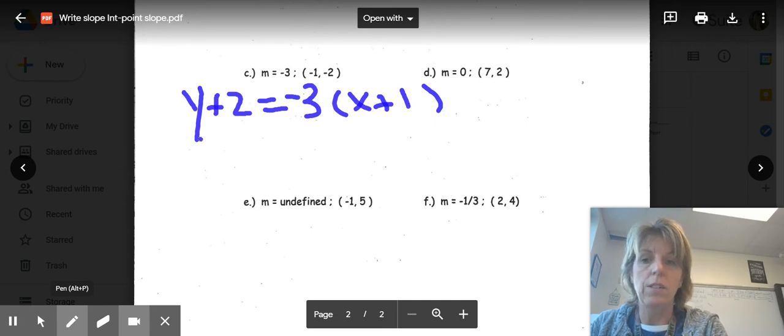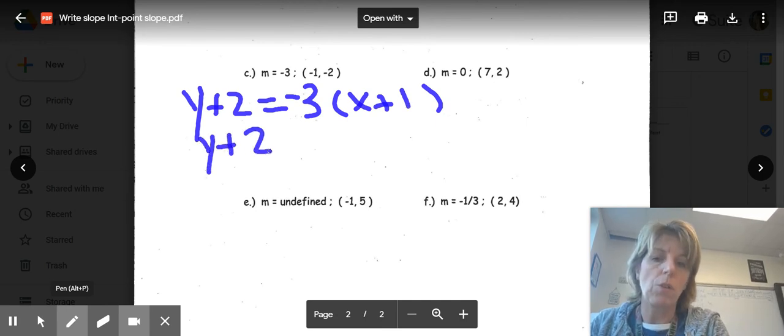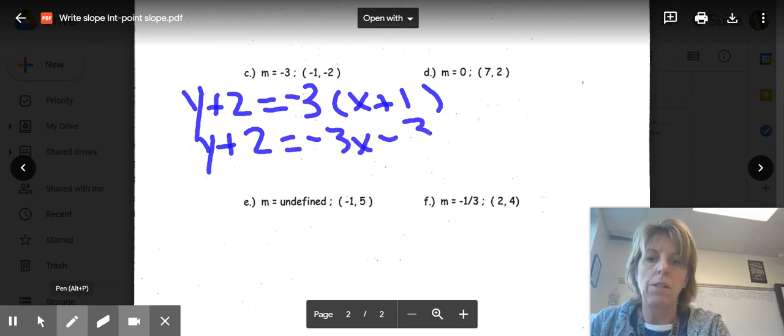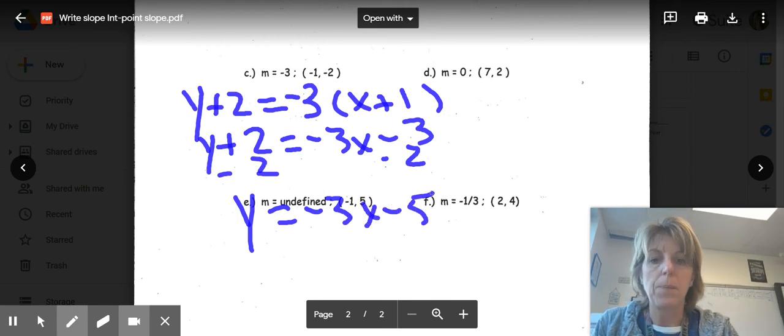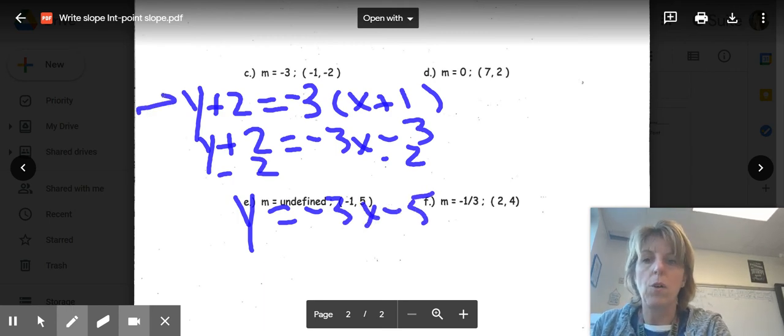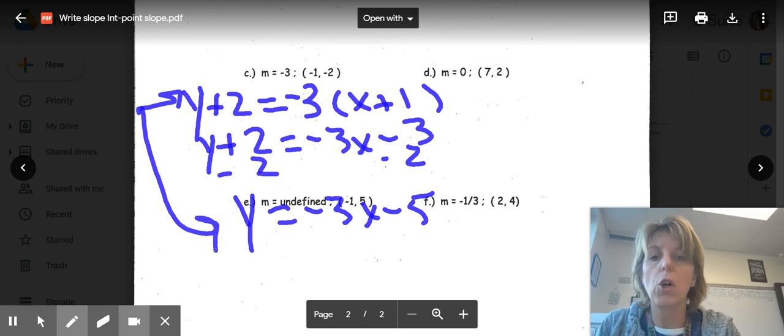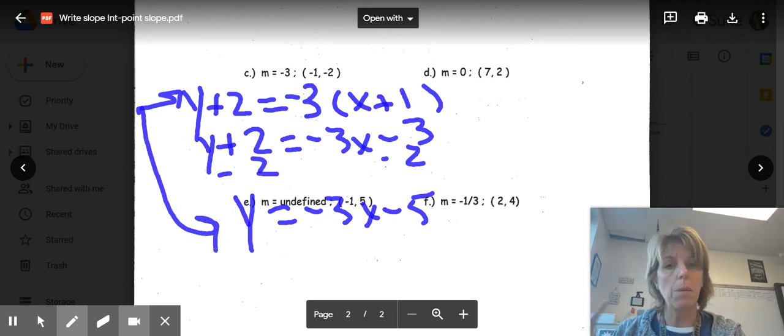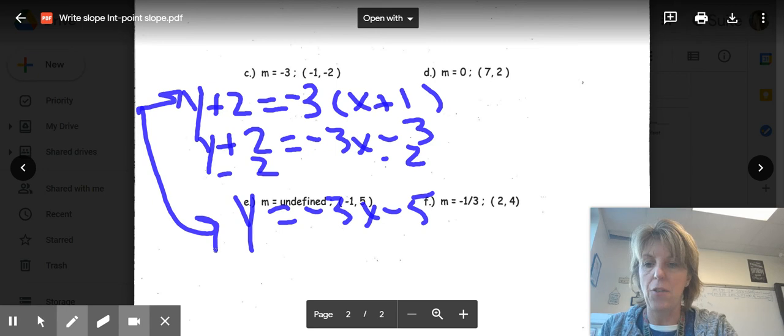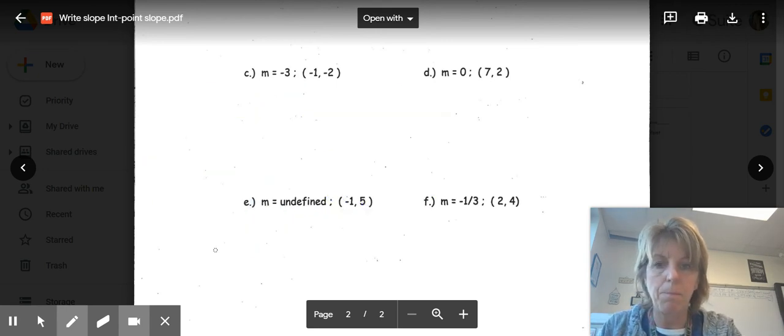Now solve it, or just change it. We're going to change it into an equivalent equation, making it into -3x minus 3. Then we subtract 2 from both sides. We have y equals -3x minus 5. Point slope form to slope intercept form. They are equivalent. They're definitely the same. But sometimes we want one and sometimes we want the other one. It depends on what we're looking for. Right, try D.